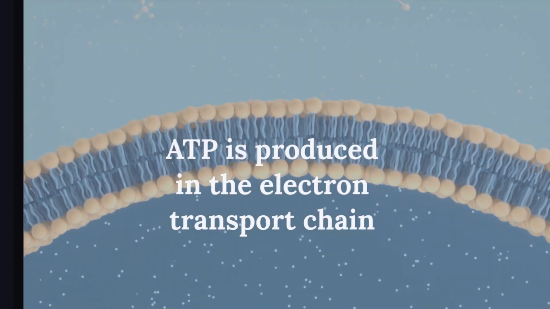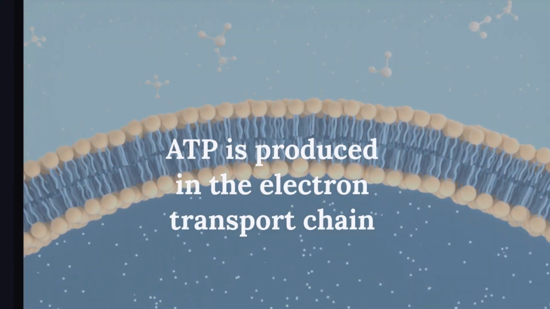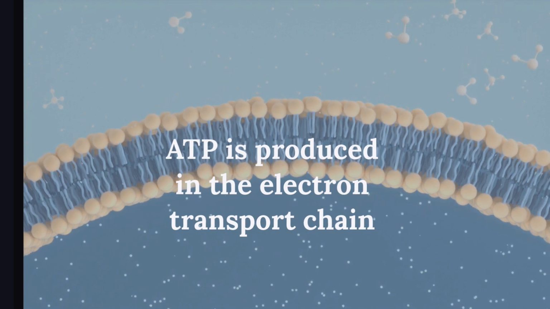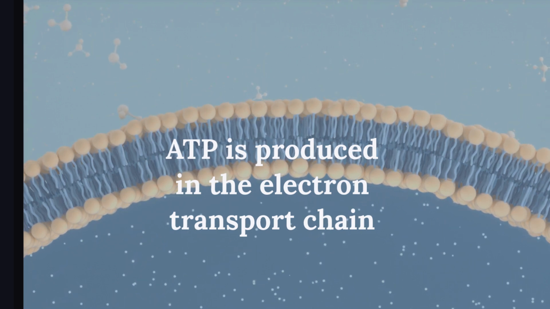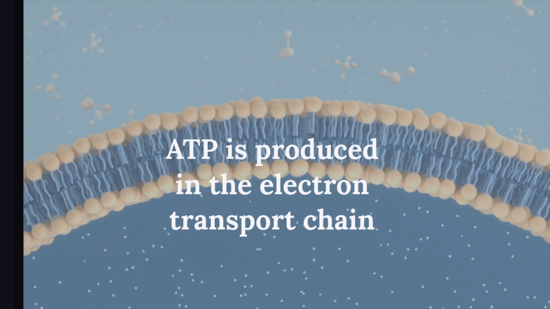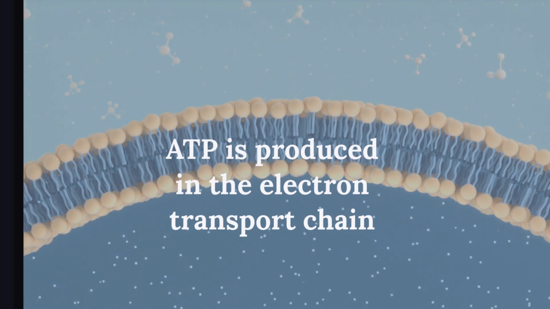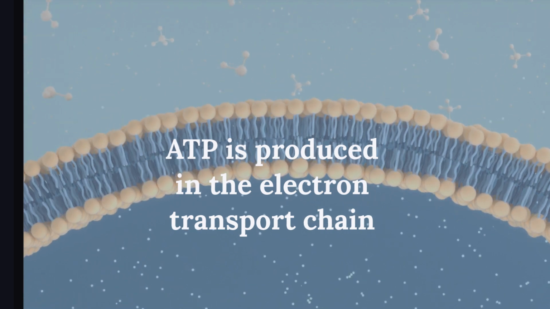The electron transport chain is on the mitochondrial membrane. Hydrogen carriers release energy to make ATP. Oxygen is the final electron acceptor, forming water. This stage produces the most ATP. It is crucial for cellular energy.